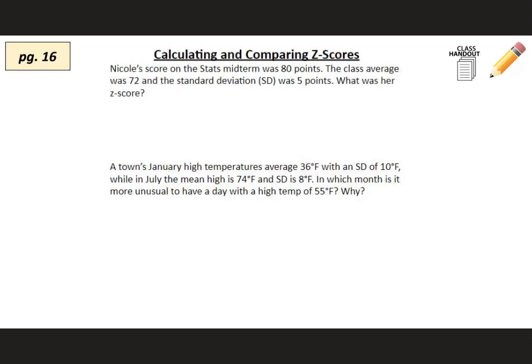All right, so let's take a look at a couple more examples. It says Nicole's score on the stats midterm was 80 points. The class average was 72, and the standard deviation was 5 points. What was her z-score? So using our z-score formula, our data value is going to be 80. Our average is 72, divided by our standard deviation, which was 5. So this is equal to 1.6.